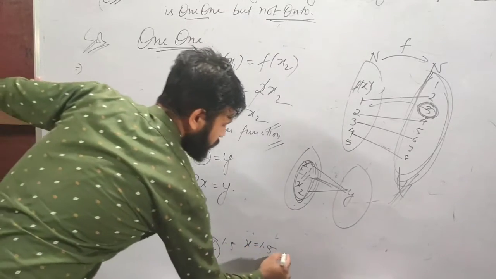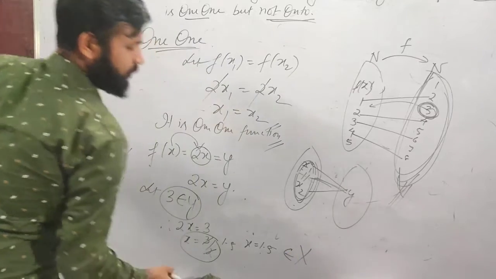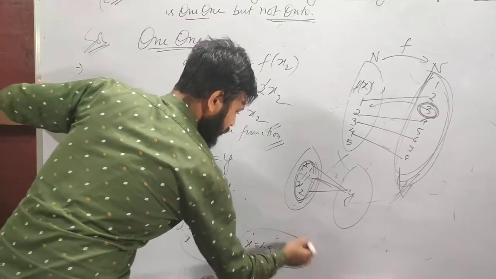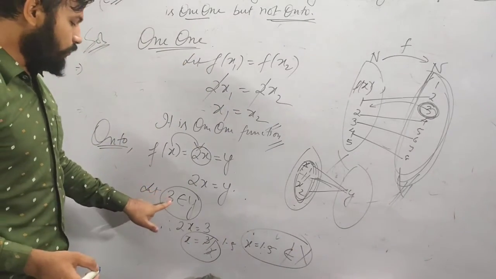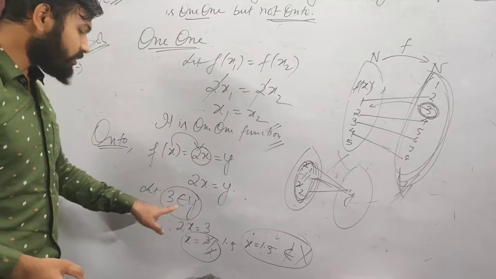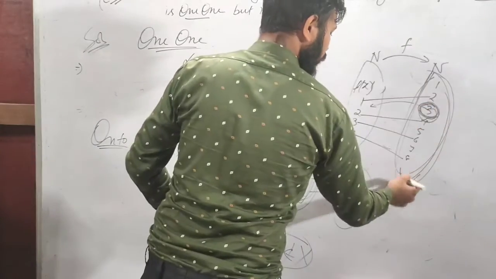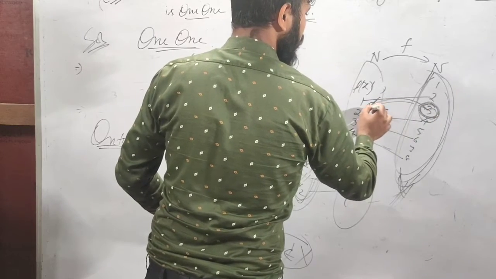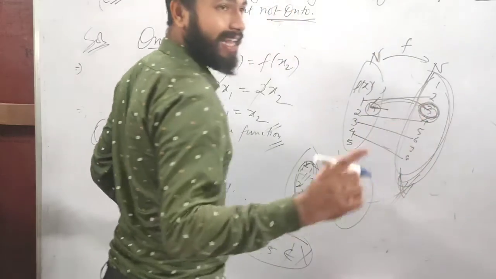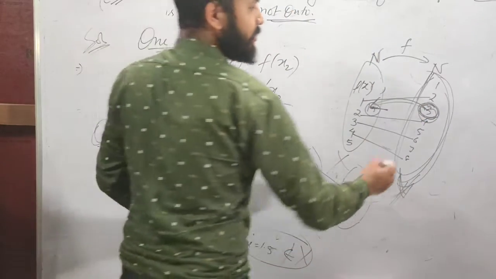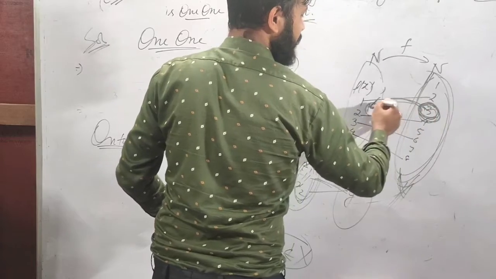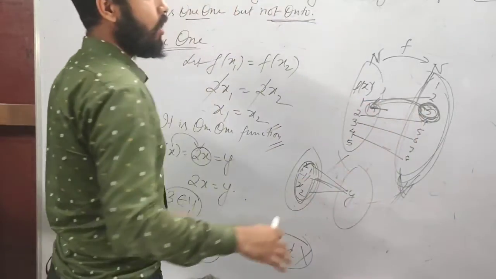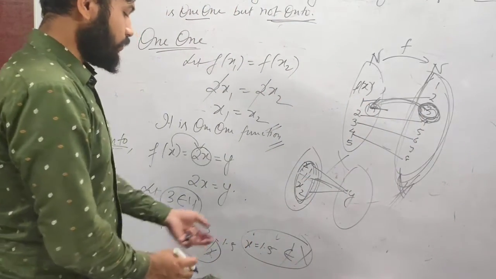But this 1.5 is not included in the set of domain. And what is x? x is in the set of domain, and 1.5 is not included in the set of domain. You can see for 3 belonging to y, the pre-image is 1.5. But this 1.5 does not belong to the natural numbers. So it is clearly defined from here that 3 does not have any pre-image. That means 3 is not an image of any element of the domain. This is clearly said.